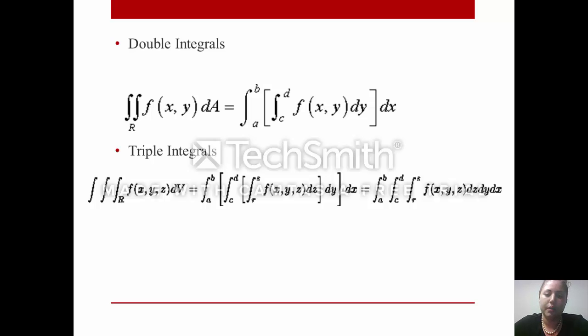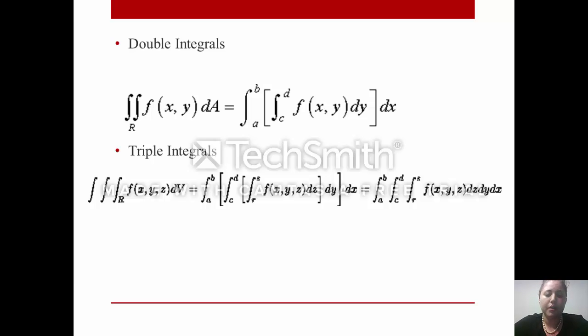To solve double or triple integrals, you work inside outward. For this case, the integral from a to b, the integral from c to d of f of x y dy dx, first you take the partial antiderivative with respect to y and evaluate it from c to d, and then you take the partial antiderivative with respect to x, evaluated from a to b.